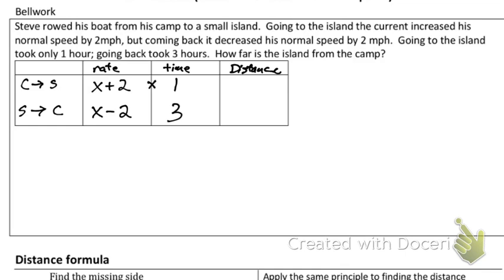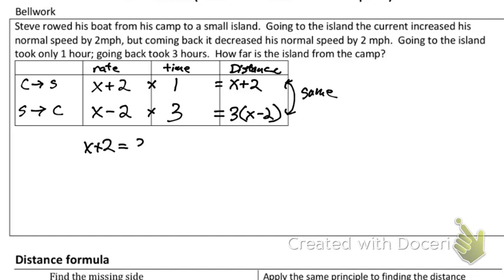So the distances... This distance would equal x plus 2. This distance would equal 3 times x minus 2. But the important thing is the distances are the same. These need to be the same distance. So since they need to be the same, just set them equal to each other. So we're going to go with x plus 2 equals 3x minus 6.